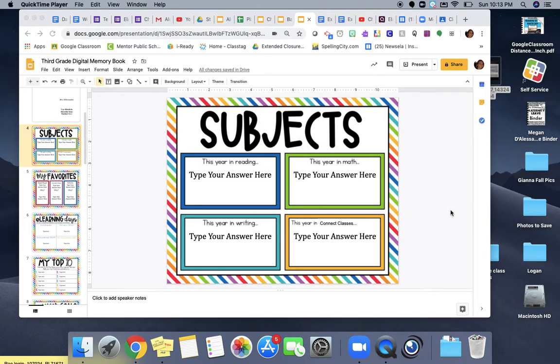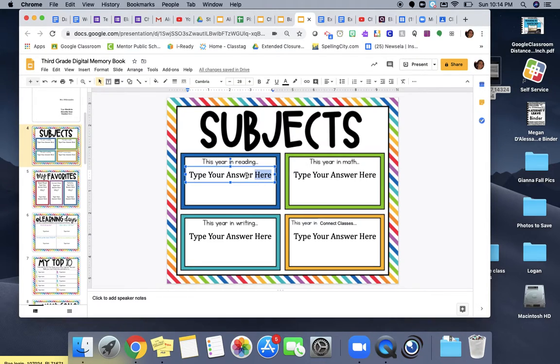So today I'm going to show you how to complete slides 4 and 5 of your third grade memory book. Slide 4 is all about the subjects that we spent time on this year. We focused a lot on reading, writing, and math, and then also on our Connect classes. Of course, we did other things as well. We did some science, some social studies, some other subjects, but these are the ones that we spent the most time on. So, I want you to write down something that you remember learning about this year in those subjects, something that you enjoyed, so that you can look back on this memory later.